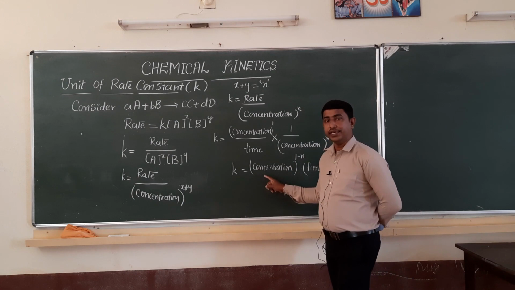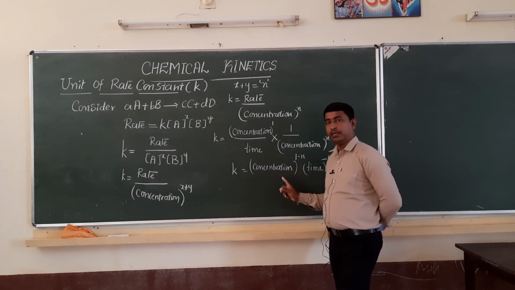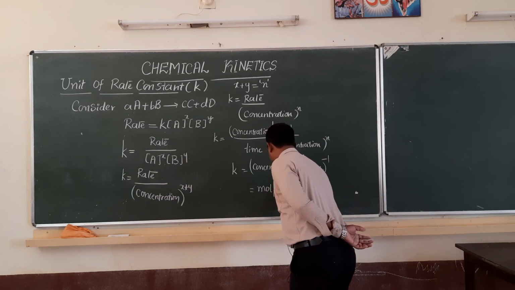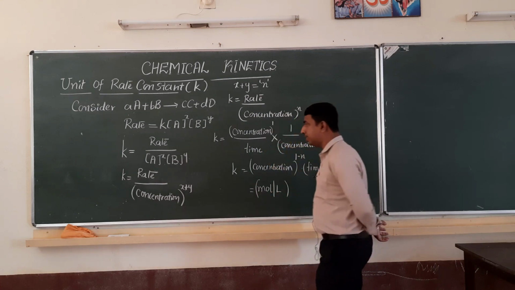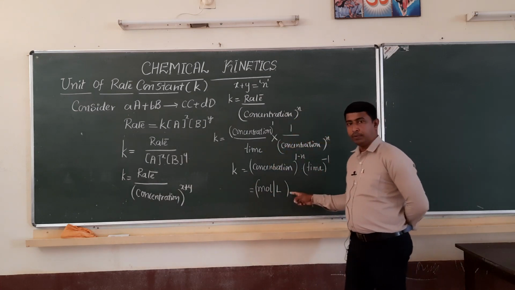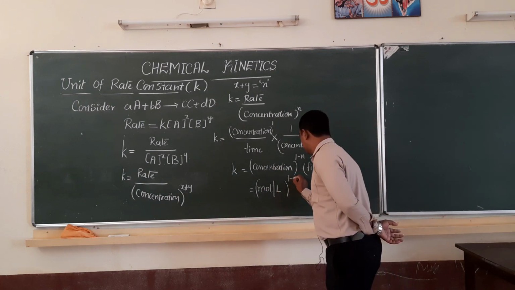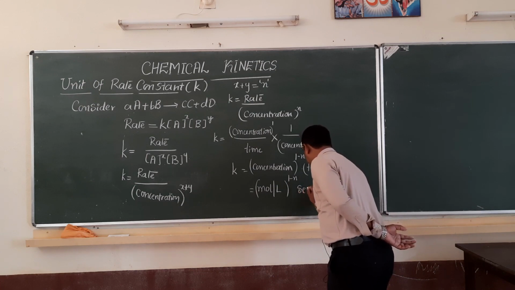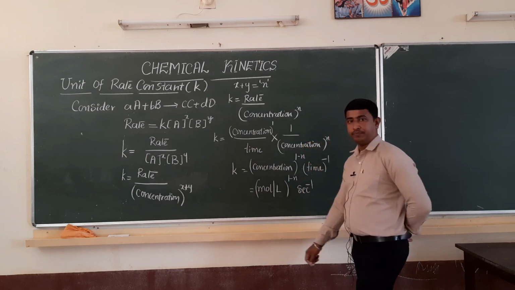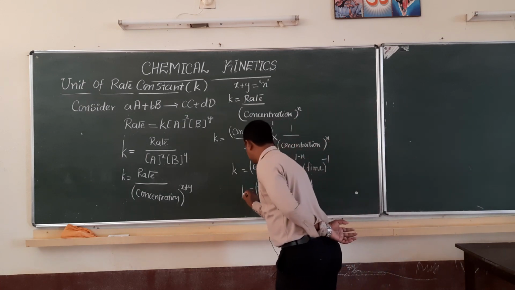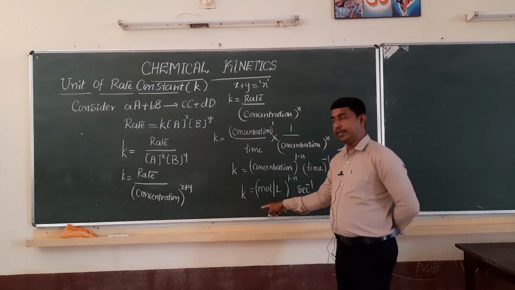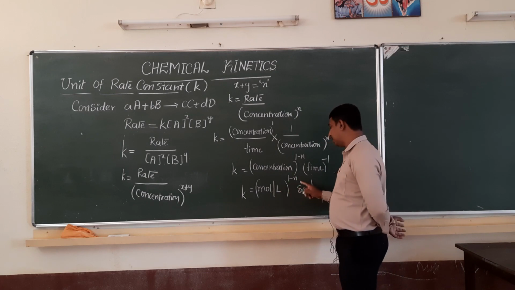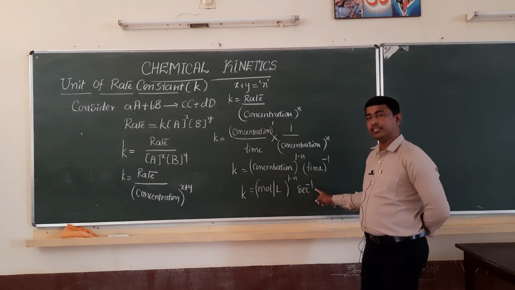Now we know the units of concentration and time, correct? Concentration is expressed in terms of mole per liter, so mole per liter power 1 minus n. Time is expressed in terms of second, so second power minus 1. So generally we can write rate constant K equal to mole per liter power 1 minus n, second power minus 1.